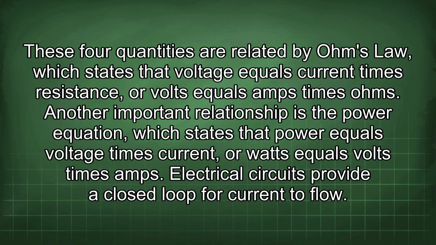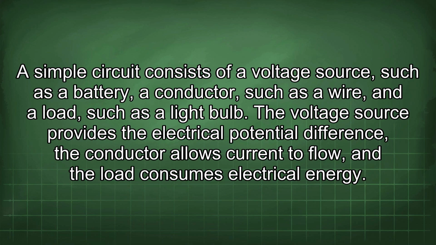volts times amps. Electrical circuits provide a closed loop for current to flow. A simple circuit consists of a voltage source, such as a battery, a conductor, such as a wire, and a load, such as a light bulb. The voltage source provides the electrical potential difference, the conductor allows current to flow, and the load consumes electrical energy.